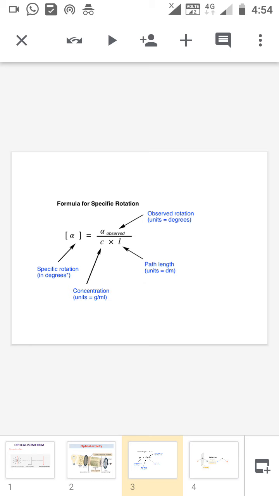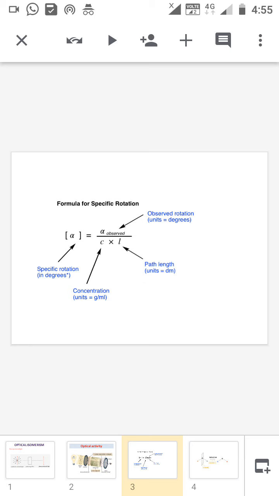So in your textbook they have given an example. The specific rotation of a sucrose aqueous solution is determined at 298 Kelvin. The temperature is specified, and by using D line sodium light, it may be written as alpha D 298 Kelvin, that's equal to plus 66.5 degree in water.